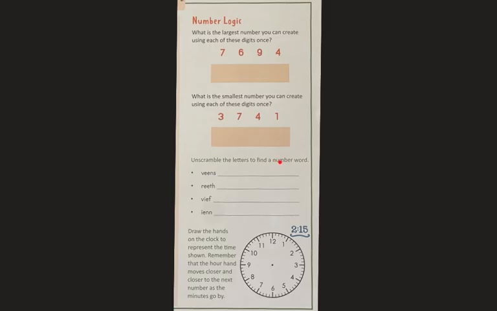Unscramble the letters to find a number word. So these are number words, and they're also number words for digits. So think about what number word, 0 through 9, would have these letters. What number word, 0 through 9, would have these letters? What number word would have these letters? And what number word would have these letters?